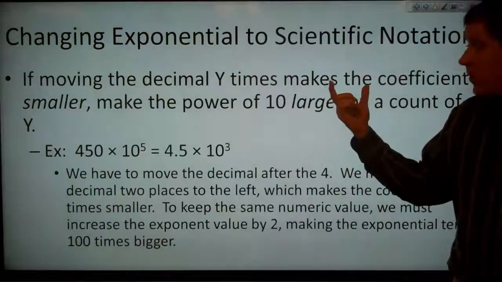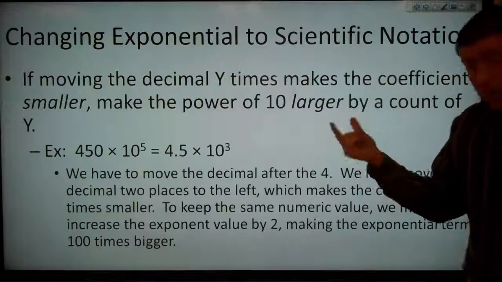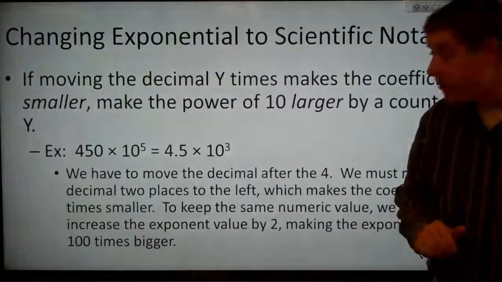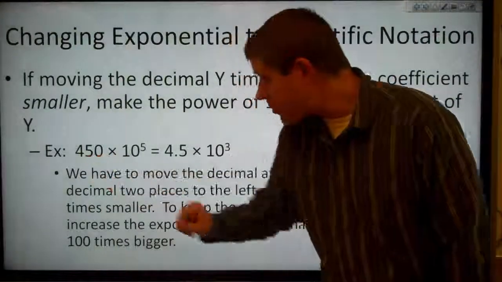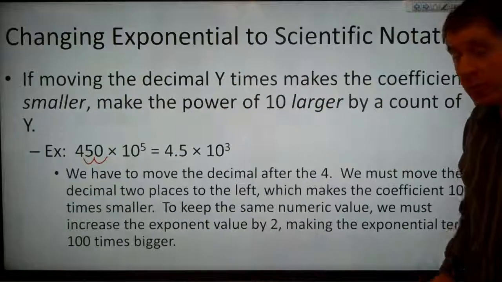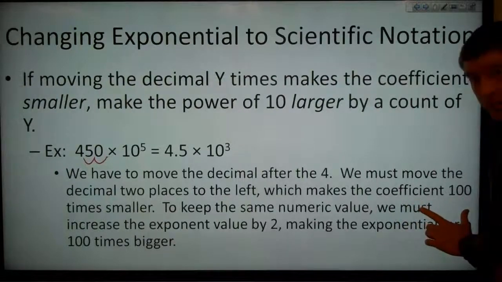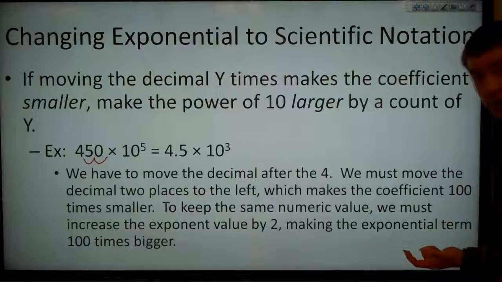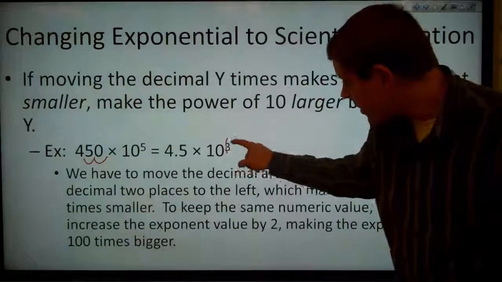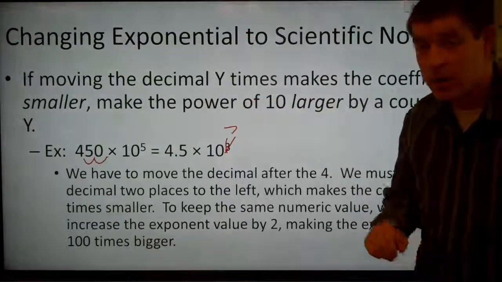If, on the other hand, moving the decimal y times makes the coefficient smaller, then we need to make the power of 10 larger by a count of y. So, if we have 450 times 10 to the 5, we need to move the decimal point after the 4. So it starts out after the 0. We need to move it to the left by 2 places. This is making the coefficient 100 times smaller. So we need to make the exponential term, that 10 to the 5, 100 times bigger. So we need to change from 10 to the 5 to 10 to the 7.